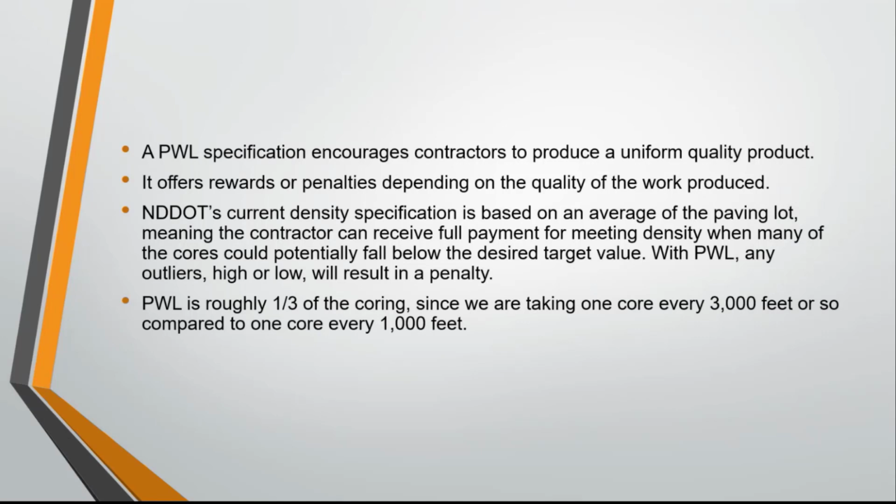NDDOT's current density spec is based on an average of the paving lot, meaning that the contractor can receive full payment for meeting density when many of the cores could potentially fall below the desired target value. With PWL, any outliers, high or low, will result in a penalty. One nice thing about PWL is there's roughly 1/3 of the coring. Normally you take a core every 1,000 feet, and with PWL, depending on your thickness at 2 inches, it's about one core every 3,000 feet.